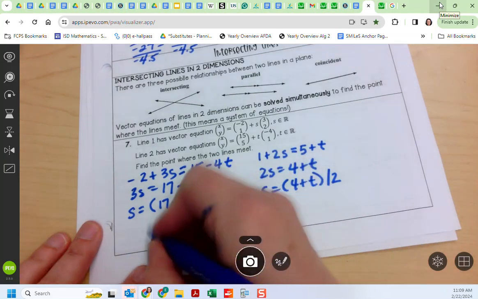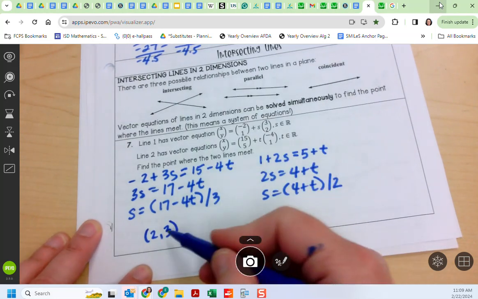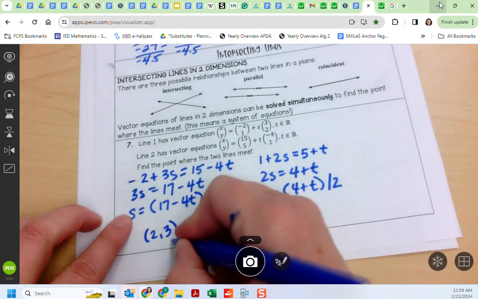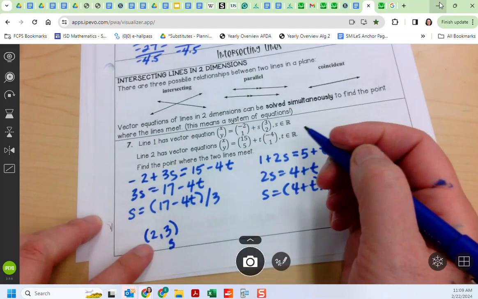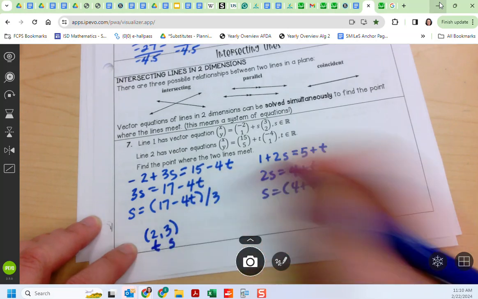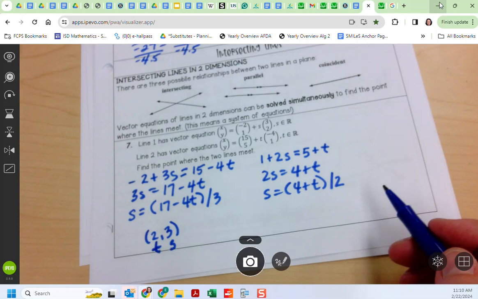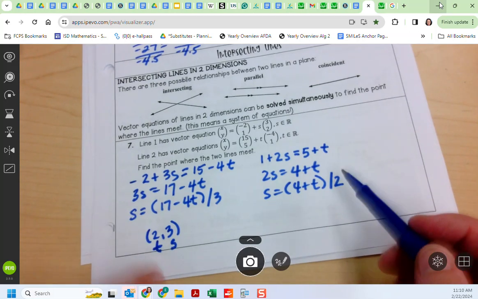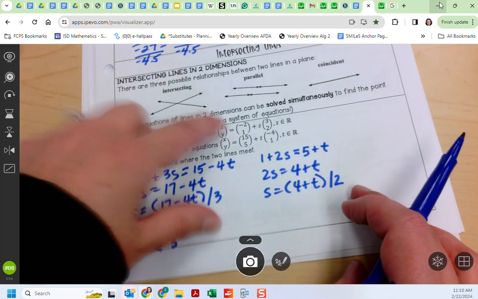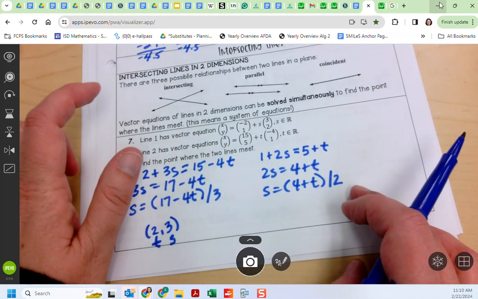They were crossing at 2, 3. All right, so 3 is my y, so that was my s. And then 2 is my t, so that goes here. And so now I can use these to find the x and y where they meet. You can put these s and t into either of the equations to find x and y, either one.